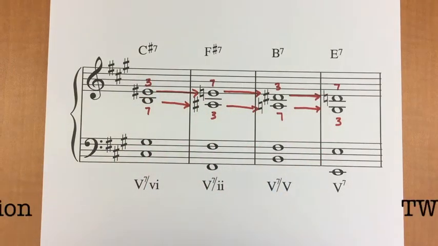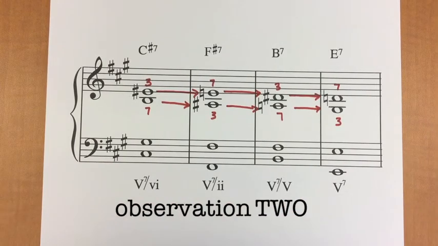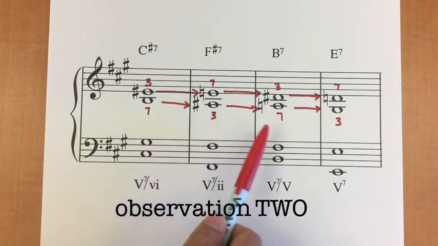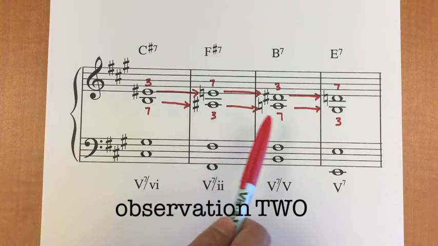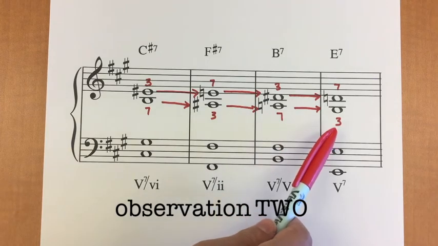through the progression. Our second observation is to notice that our top 2 voices create a chain of tritones that move down by a half step, alternating between augmented 4th, diminished 5th, augmented 4th, diminished 5th.